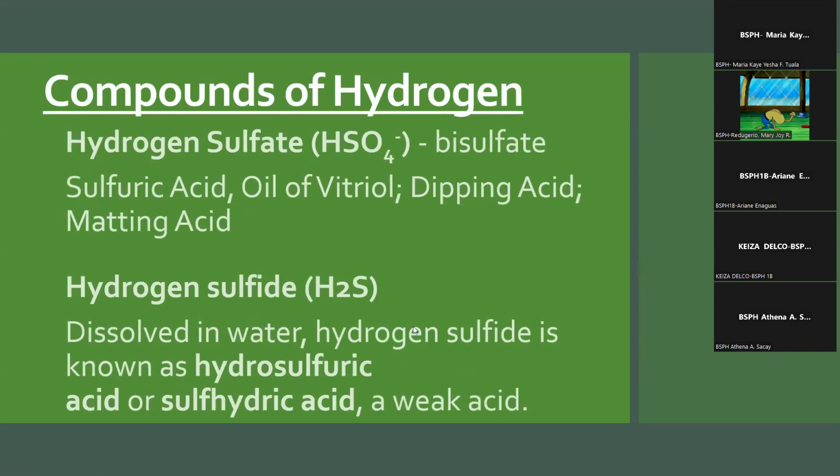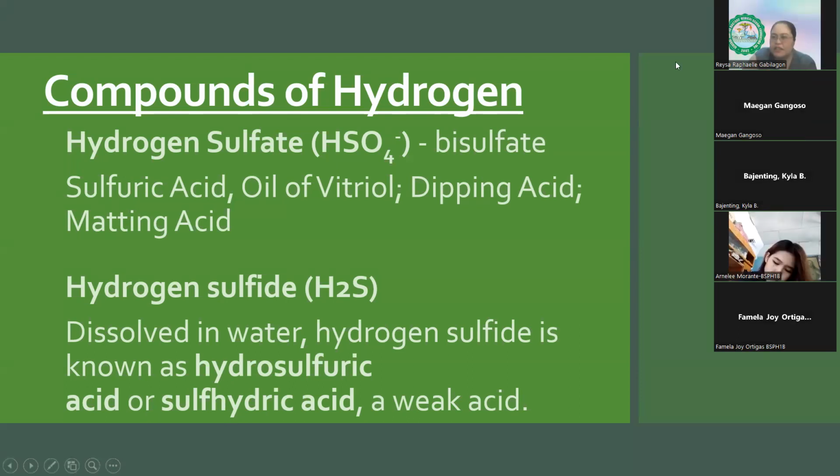Okay, so let's move on to the compounds of hydrogen. I said earlier that we will not just be discussing the elements. We will also discuss their corresponding compounds. Okay, so number 1 here is the hydrogen sulfate. Actually, hydrogen sulfate is not really a compound but a polyatomic ion. When we say polyatomic ion, it is an ion with many atoms.